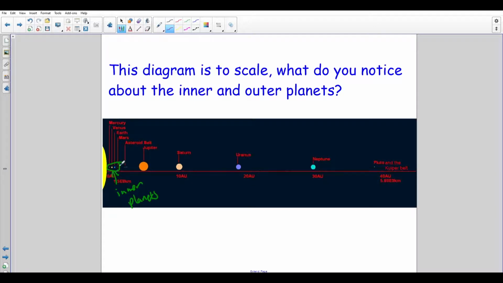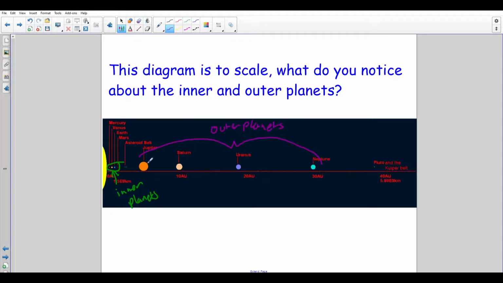They're also rocky, small planets. They're very tiny compared to the outer planets, and they're rocky, so they're made mostly of solid materials like rocks. As we go further out then, if we look at these big ones over here, they are the outer planets.